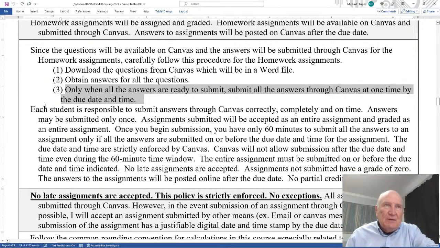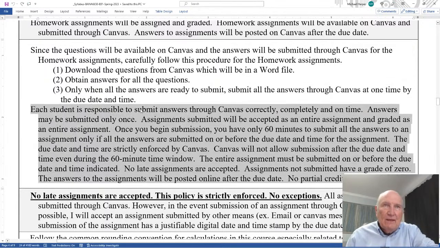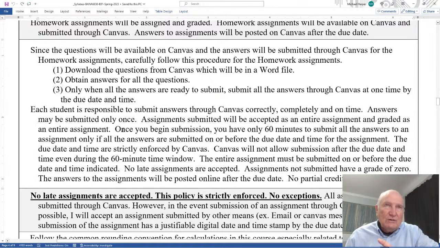Each student is responsible to submit answers through Canvas correctly, completely, and on time. Answers may be submitted only once. Assignments submitted will be accepted as an entire assignment and graded as an entire assignment. In other words, you can't submit it piecemeal. Once you begin submission, like you open the link, boom, you've started.